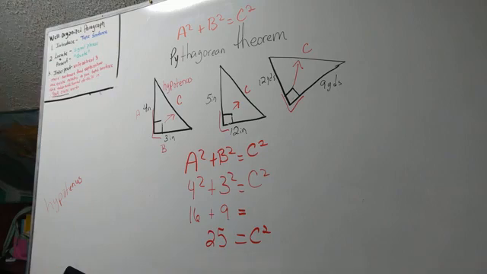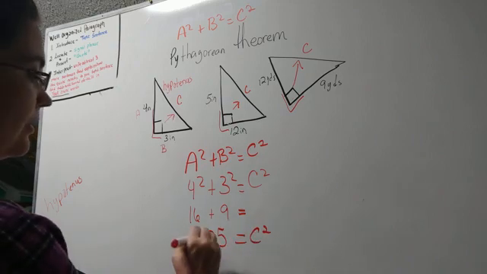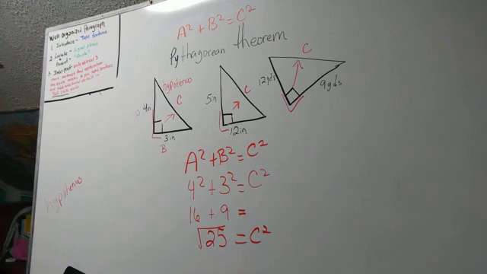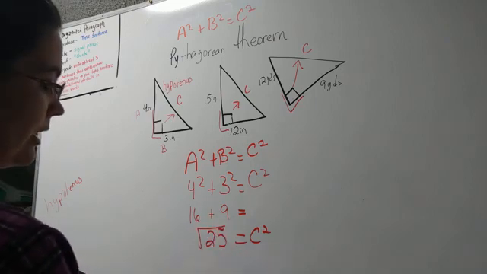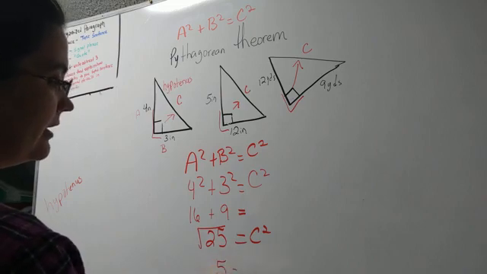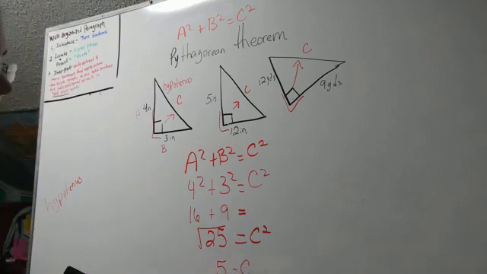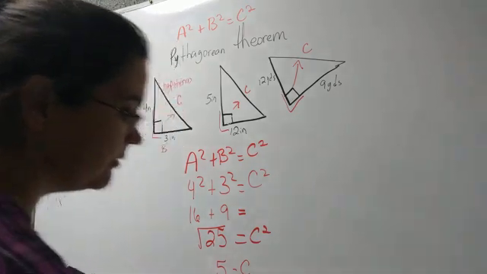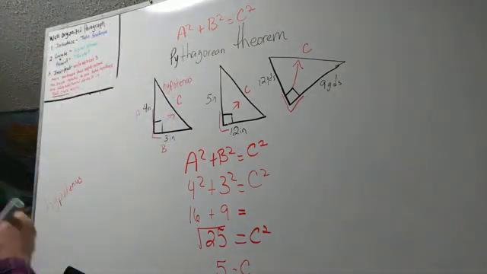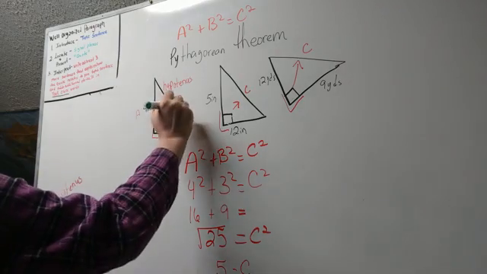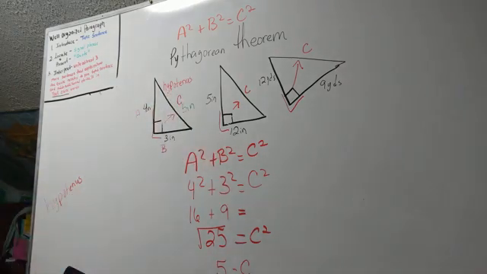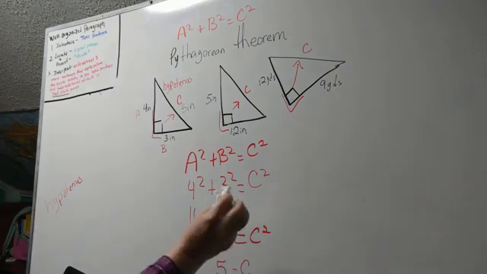Now because this is squared, in order for us to find C, we have to go back and do the square root. So we would say the square root of 25 is what C is. And the square root of 25 is 5. So C equals 5. Okay, so here we know that line C would now equal 5 inches. Okay, so that's how you would use that Pythagorean theorem.